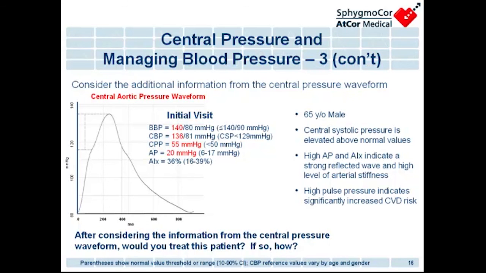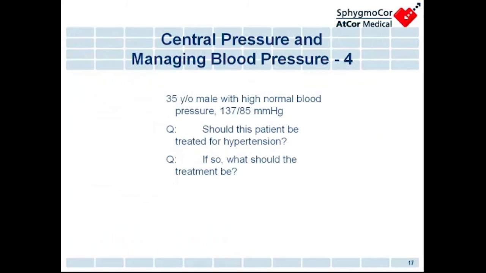So after considering this information, would you treat this patient? If so, how? Well, of course you'd treat him. But again, we've got an argument for using drugs that we know are going to disproportionately decrease central pulse pressure, and that would be ACEs and calcium channel blockers. So now, we've got a 35-year-old male, so that I think is pretty clear.